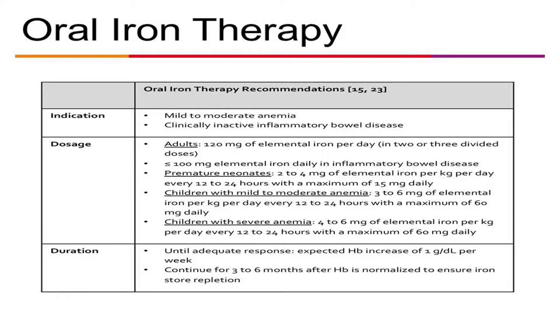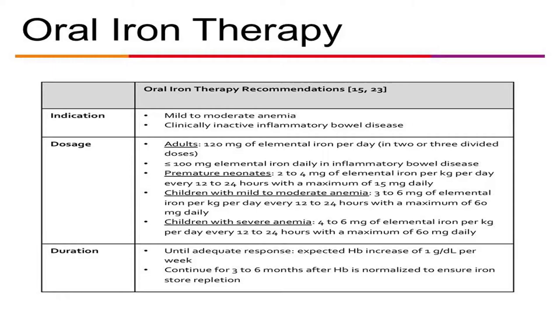In premature neonates, the dose is 2 to 4 milligrams per kg, divided every 12 to 24 hours, a maximum of 15 milligrams daily. In children with mild to moderate anemia, we would recommend 3 to 6 milligrams of elemental iron, divided every 12 to 24 hours on a daily basis, up to 60 milligrams total dose. In children with severe anemia, we go with a higher dose, 4 to 6 milligrams of elemental iron, up to 60 milligrams daily.